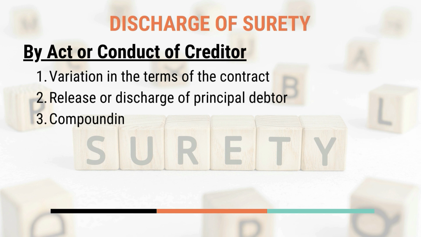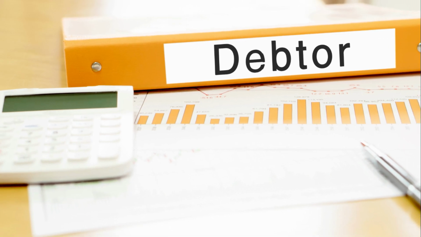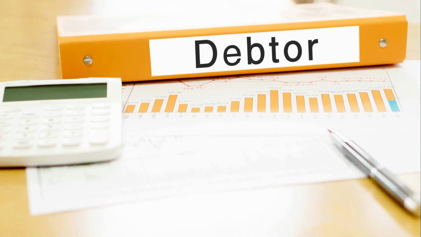Third, compounding with or giving time to the principal debtor. So in case extra time has been given to the principal debtor by the creditor, then in that case the surety's contract is treated as over. For example, a debtor has to make the payment within 3 years. So the surety is there for those 3 years. The creditor has extended 6 months: okay, fine, you pay within the next 6 months. Giving the extension of time to the principal debtor does not mean the role of surety is extended.